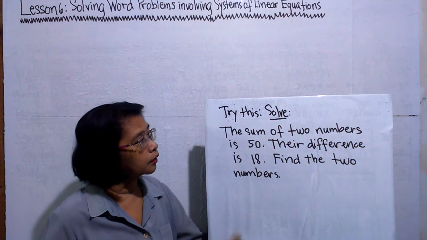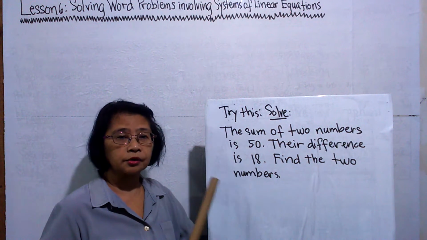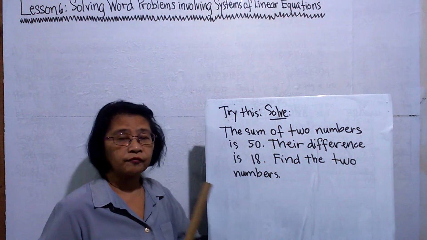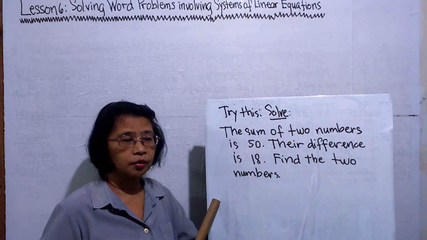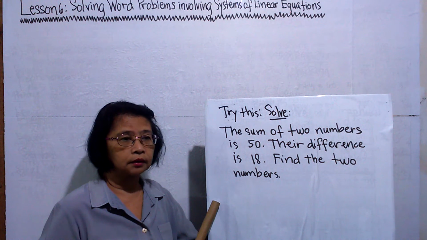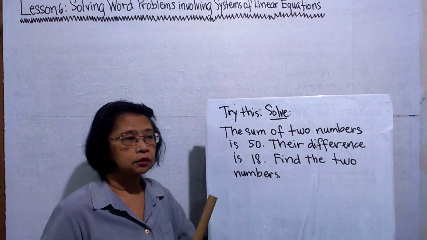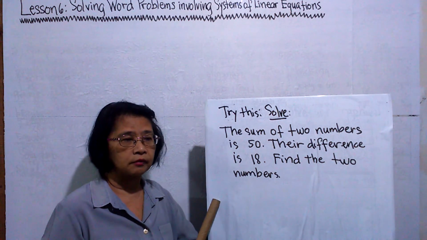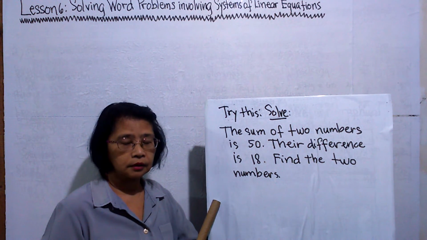Okay, I have here only one number problem to solve. Be careful in representing the missing numbers, in forming the two equations required, and in the steps to be done to find the correct answers. Okay, good luck.